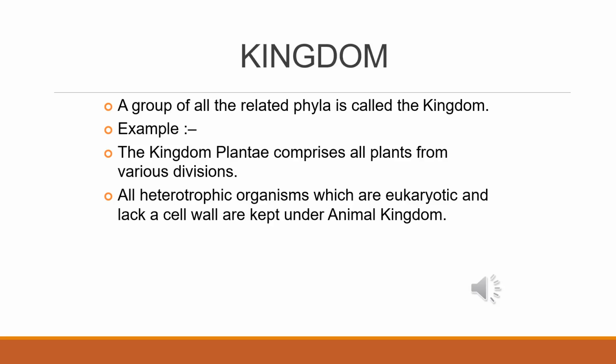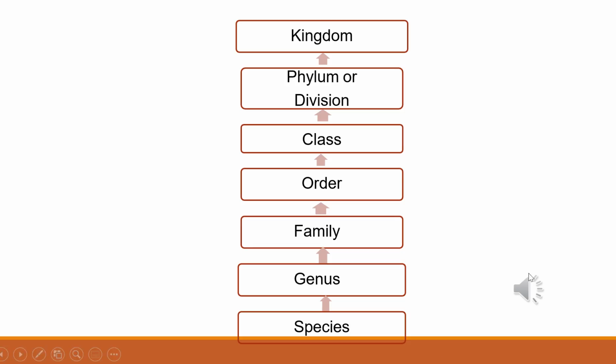Just like all heterotrophic organisms which are eukaryotic and lack a cell wall are kept under the animal kingdom, and all the plants which do photosynthesis are kept in the plant kingdom. In this hierarchy, you can see that species is present at the lowest level and it has the maximum number of similar characteristics. Then as we go upwards, the number of similarities in characteristics keeps decreasing.